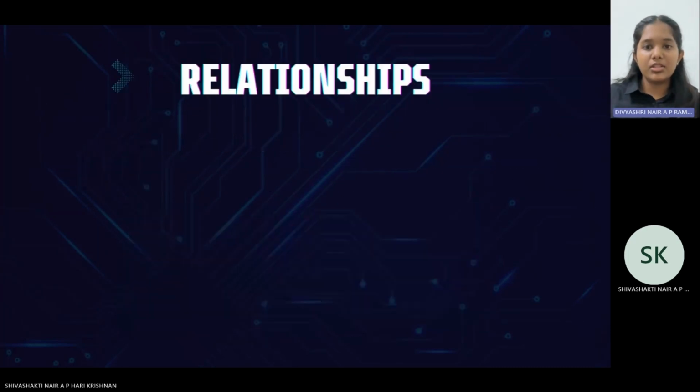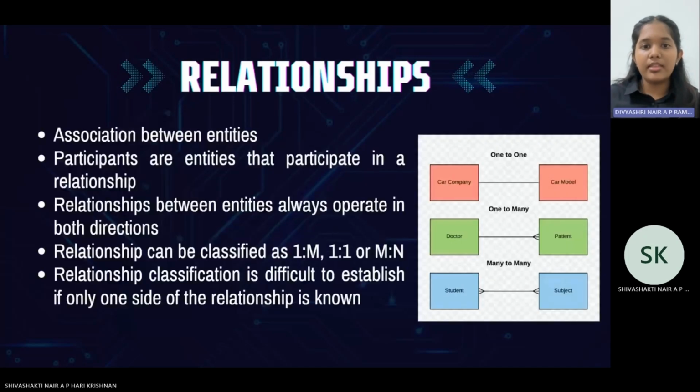In the entity relationship ER model, relationships define how entities are connected, and participants in these relationships are the entities that take part in them. These relationships always operate in both directions, meaning that if one entity is related to another, the reverse connection also exists. Relationships can be classified into three types based on how entities are linked: one to many, one to one, and many to many.